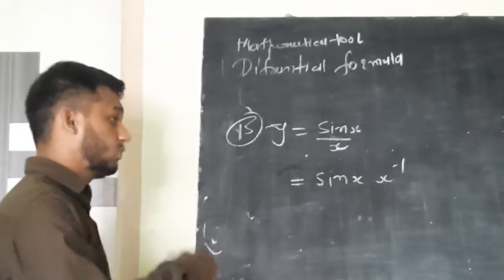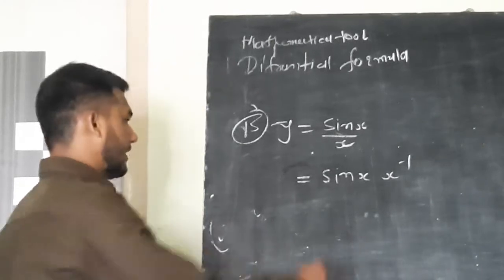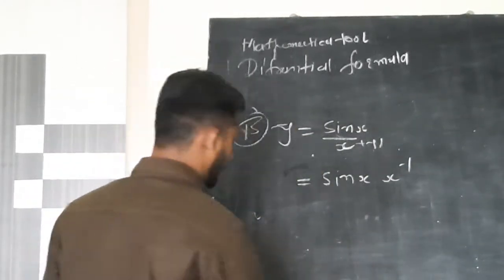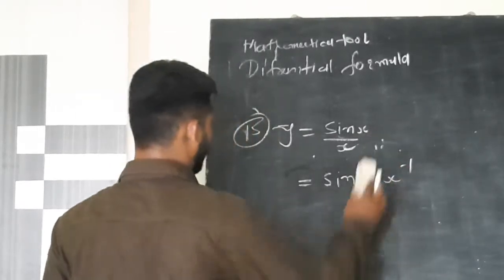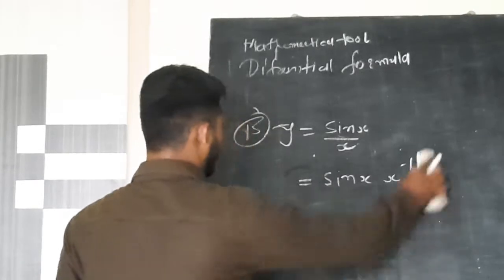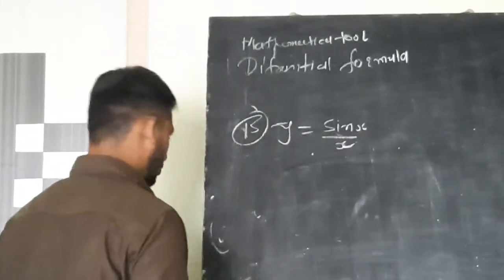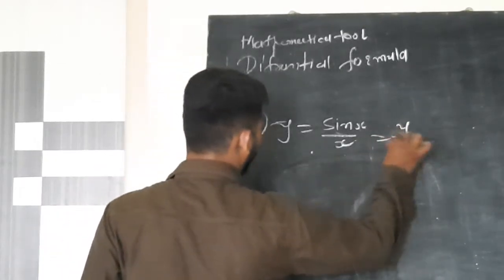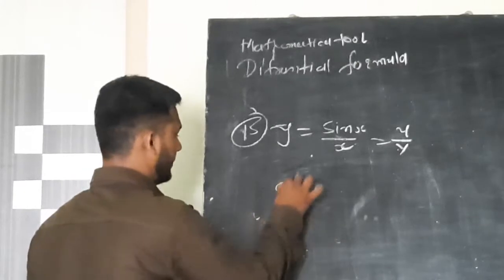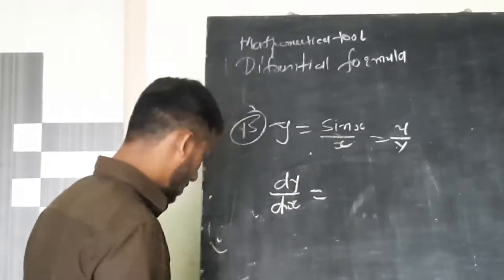Suppose there are additions and multiplications, like x plus y. On that time, what can we do? First of all, you can understand these things by yourself. So here also we can consider the u and v method. If we take dy by dx, what will happen?